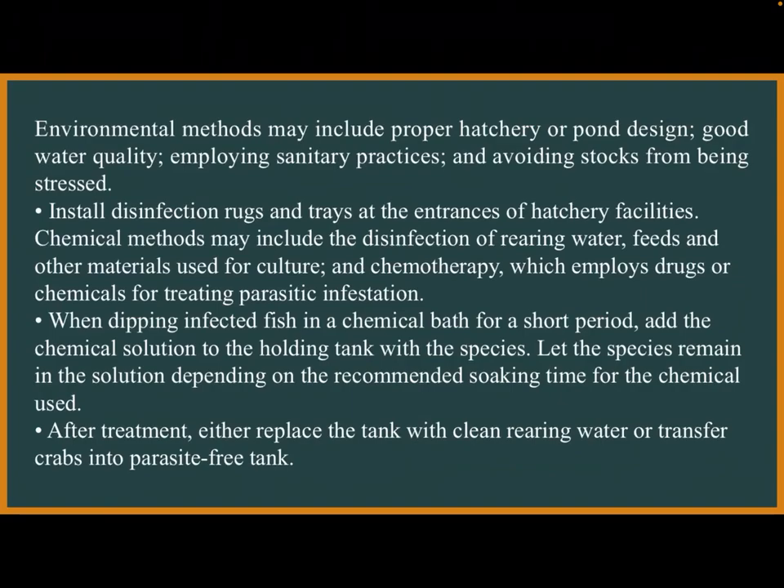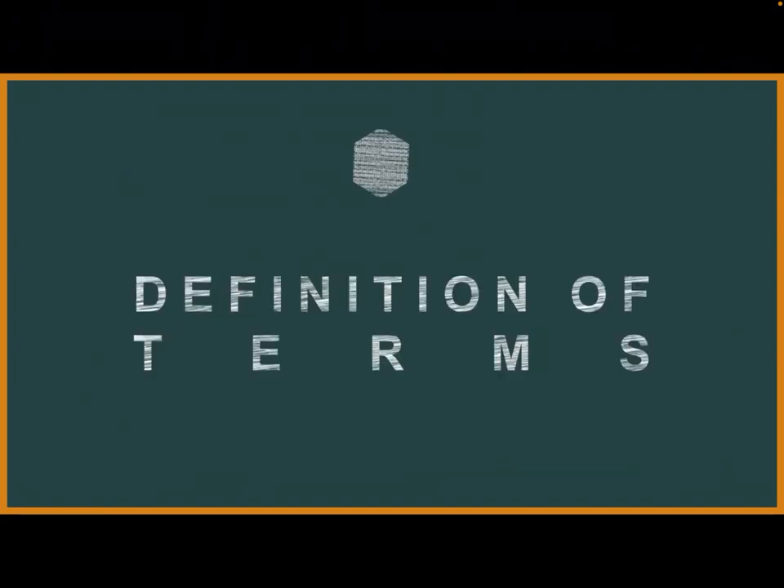Chemical methods may also include the disinfection of rearing water, feeds, and other materials used for culture, and chemotherapy, which employs drugs or chemicals for treating parasitic infestation. When dipping infected crabs in a chemical bath for a short period, add the chemical solution to the holding tank with the species. Let the species remain in the solution depending on the recommended soaking time for the chemical used. After treatment, either replace the tank with clean rearing water or transfer crabs into parasite-free tanks.